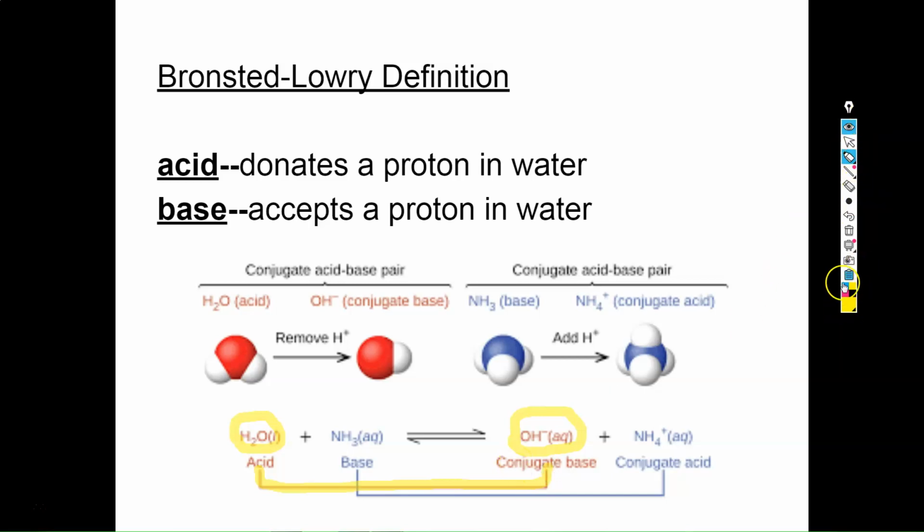Now, what about the base? Well, the base, as we've defined already, accepts the proton in water. So the base becomes this conjugate acid. That's new terminology for us. And that means the ammonia and the ammonium ion then are our conjugate acid and base pair. Now you might be going, where do the H's come from? I don't understand. So let's go take a look at this in a little bit more depth.